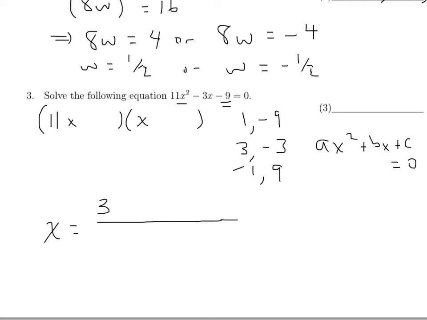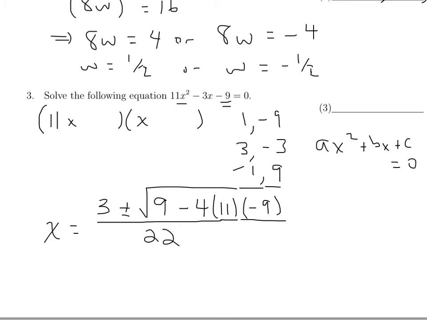So the quadratic formula says it's negative of the b term, so negative 3 is plus 3, then plus or minus the square root. B squared here is 9, and then I have 4 times a times c. So you can see that that's already getting to be a pretty big number, divided by 2a, so divided by 22.